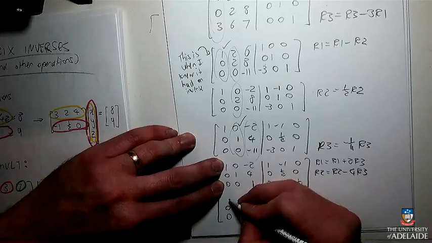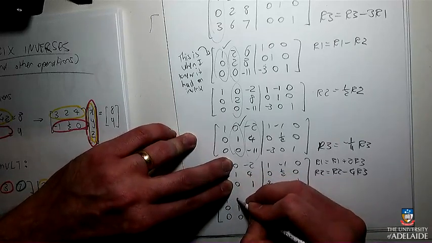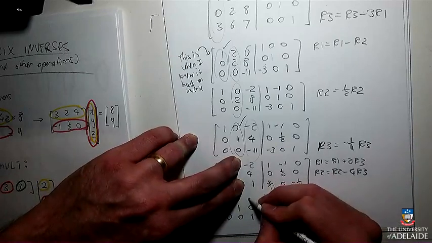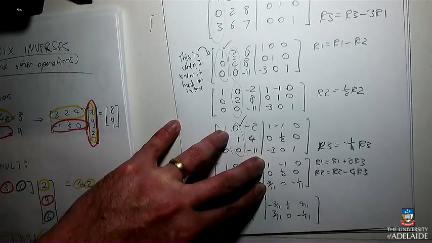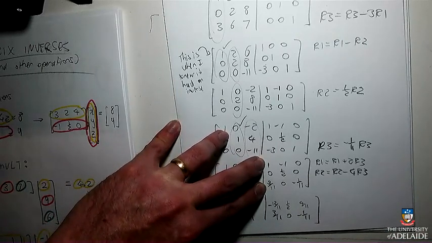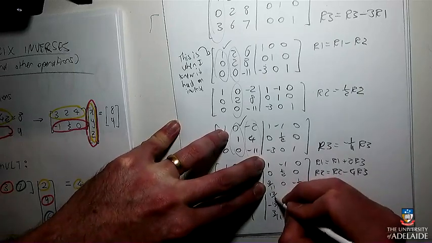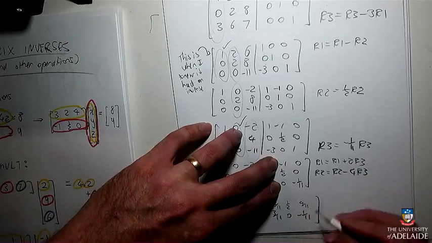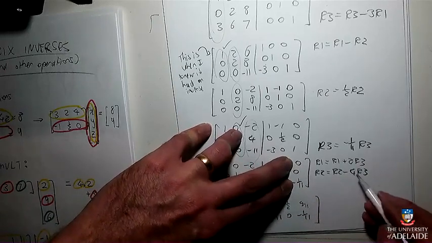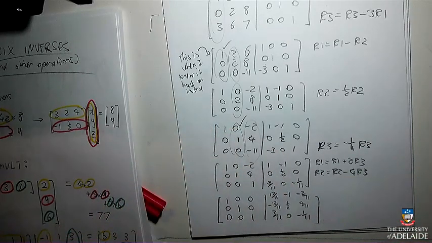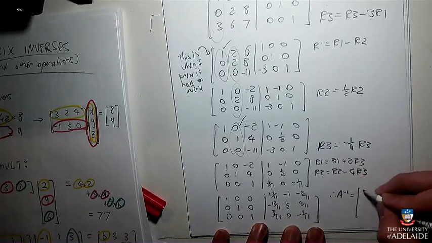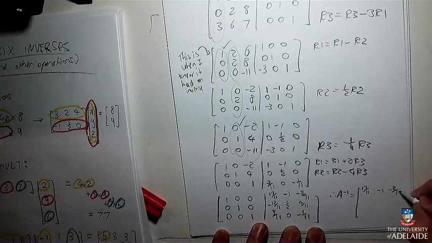So 1 plus 2 of 0 is still 1. 0 plus 2 of 0 is still 0. Minus 2 plus 2 of 1 is 0, as it should be. This plus 2 lots of 3 elevenths is 1 and 6 elevenths, which would be 17 elevenths. Minus 1 plus 0 times something is still minus 1, and 0 plus 2 times minus an eleventh is minus 2 elevenths. They weren't very painful at all. Nice. Ta-da! It's the inverse. Therefore, A inverse, assuming I haven't made any mistakes, is this.